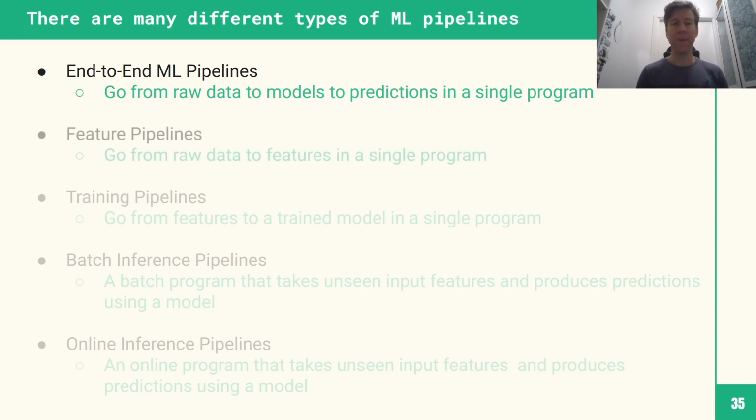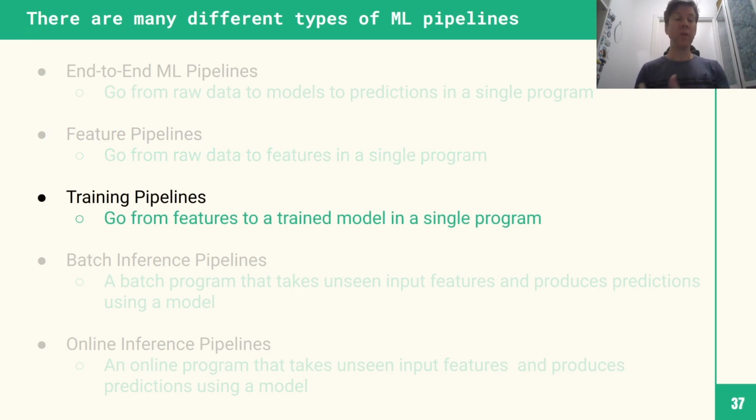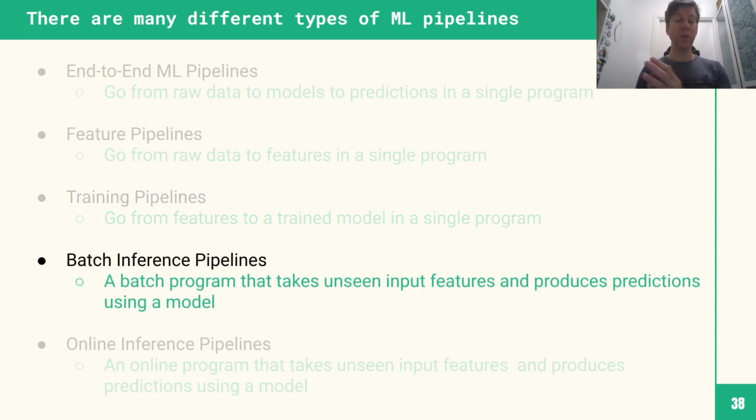You do it in a single program. And it's great for learning, of course. But in production systems, we often want to split up this pipeline into what we call a feature pipeline, where we go from raw data as input and the output will be features. And then we might have another program to go from the features to the trained model. And another program if we're doing batch inference.